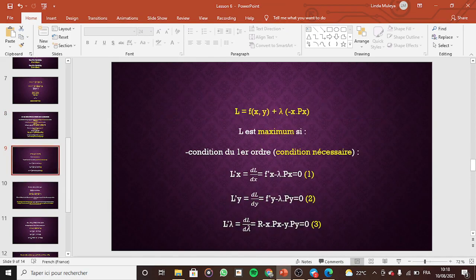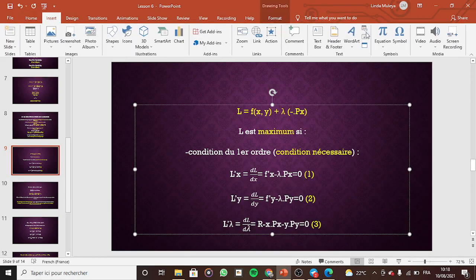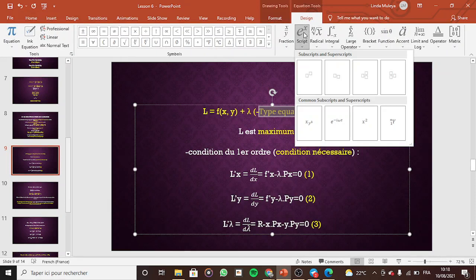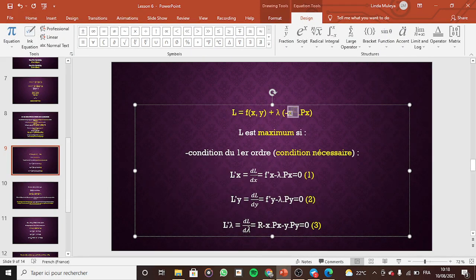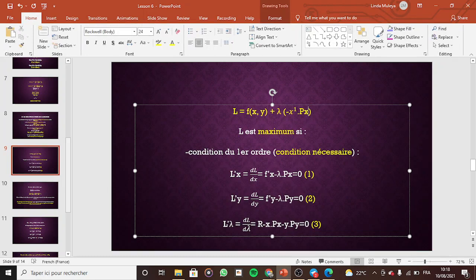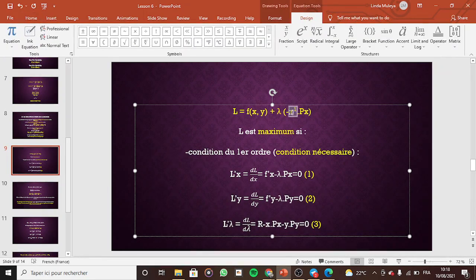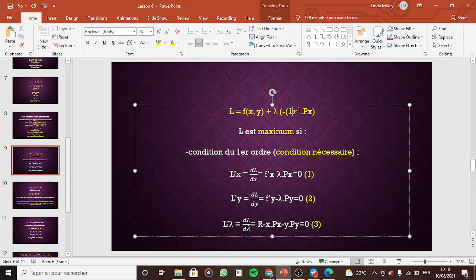So let me make this bigger. We have x to the power 1. So what we'll do, we'll take this one and bring it down to where our x is. Multiply it. 1 there.